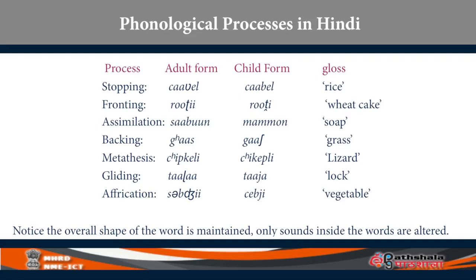Sabji, vegetable, the child is saying chepji. So again here this affrication problem is there. But if you stare at this child's pronunciations, the overall shape of the word is there. Only something is happening to the sounds within words. That's why in the title of this lecture I said sounds in words. So what happens to the way children utter sounds within words? You look at it, the template is maintained.